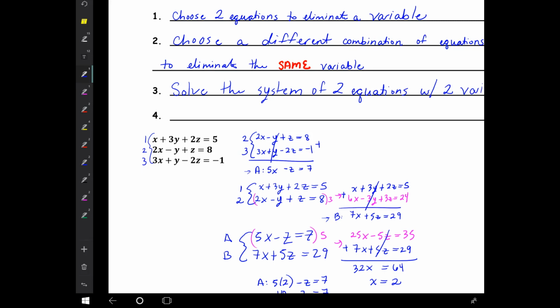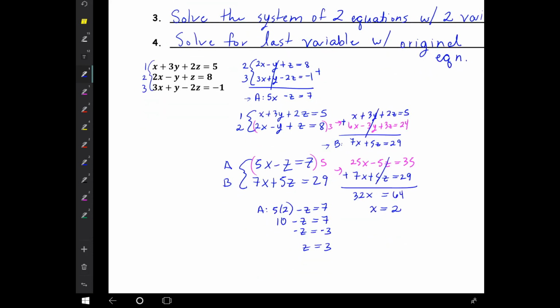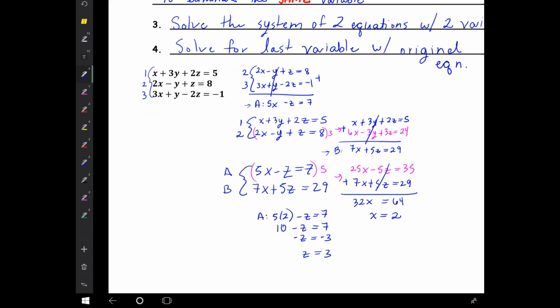And then we can even write step 4. Step 4 is to plug the variables into an original equation. So solve for the last variable with an original equation. Okay, so let's go ahead and do that, and then I'll have you practice one on your own.